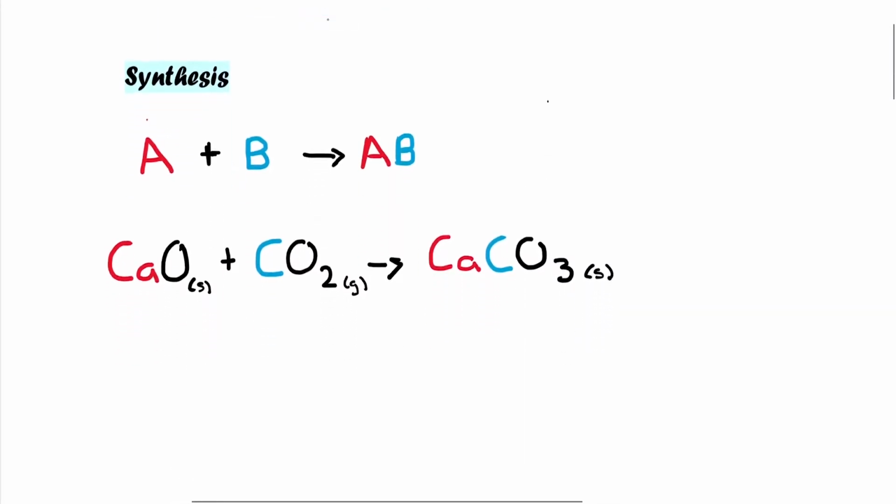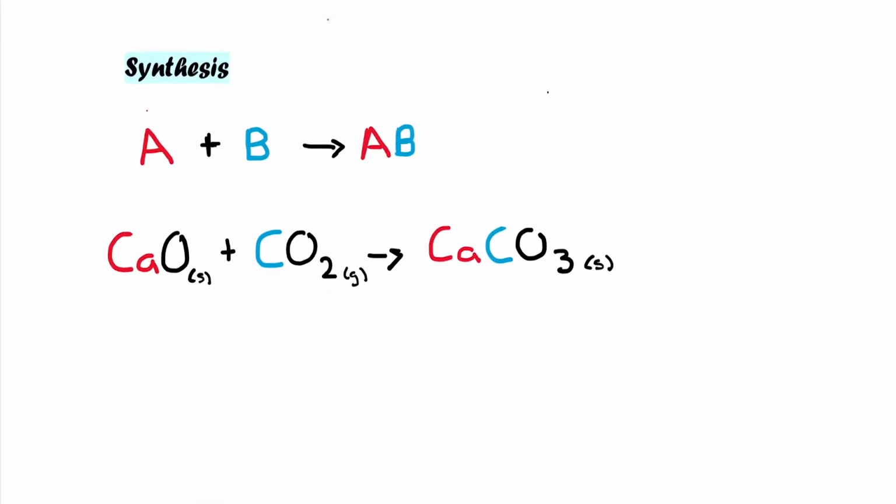a synthesis reaction. Some textbooks may refer to it as a combination reaction. It's really the same thing. The general equation of a synthesis or combination reaction is A plus B is going to equal AB, where A and B can stand for compounds or elements. And basically what's happening is that A and B are combining, they're synthesizing together to form a new compound.